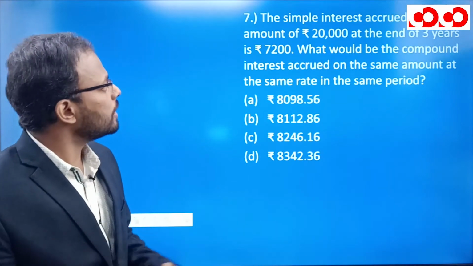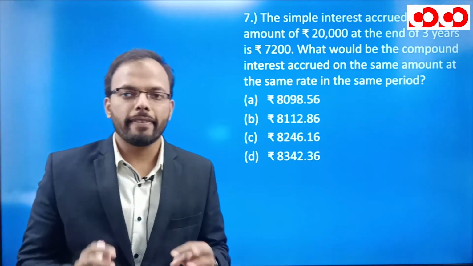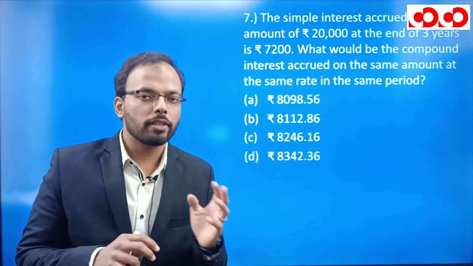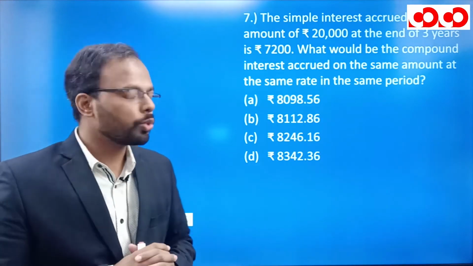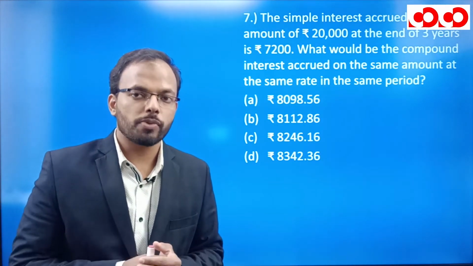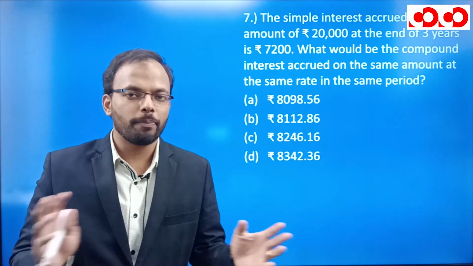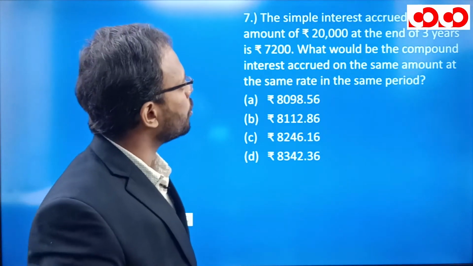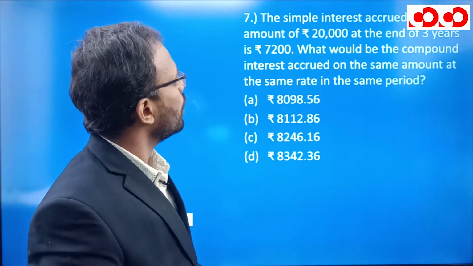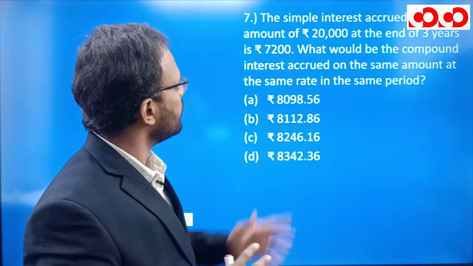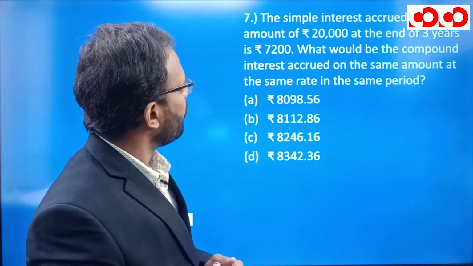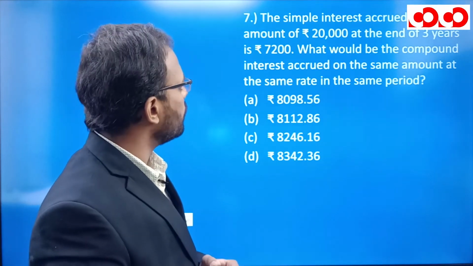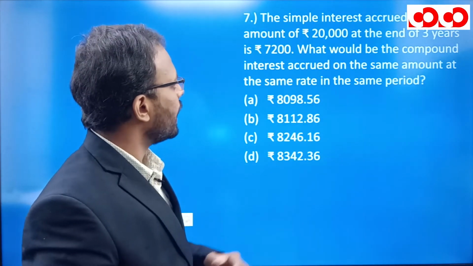So here is a similar type of question, only the difference is here instead of 2 years we are having 3 years. Again, there are many ways to solve this question. You can use the compound interest formula, but we will use the successive percent change formula. See, the question is: the simple interest accrued on an amount of 20,000 rupees in 3 years is rupees 7,200. Then what would be the compound interest accrued on the same sum for the same period?